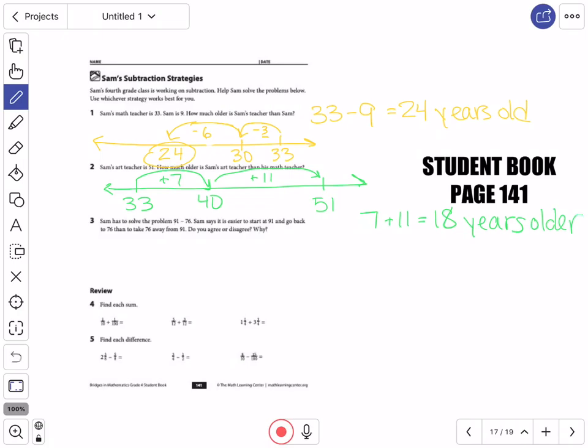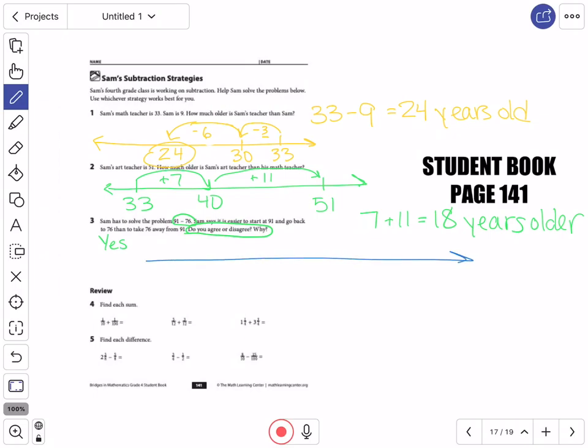And then finally, Sam has to solve the problem 91 minus 76. Sam says it is easier to start at 91 and go back to 76 than to take 76 away from 91. Let's think about that for a second. Do you agree or do you disagree with him? Well, I'm going to go ahead and say that, yes, I agree. And you may feel differently, but I'm going to solve it on a number line because that's what we've been doing already.